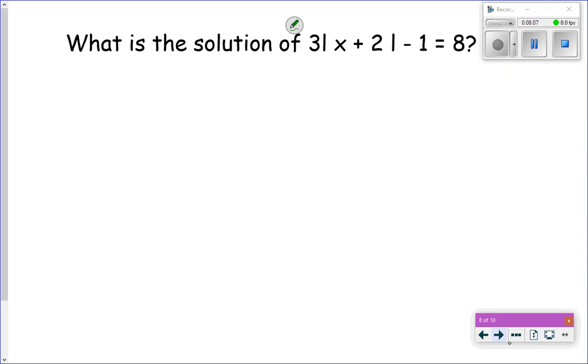Okay, next one. We have 3 times the absolute value of x plus 2 minus 1 equals 8. So, first thing we have to look for is make sure the absolute value bars are by themselves on the left-hand side. This one definitely is not because I've got a 3 outside and I have a minus 1. So I need to move those over in order to be able to solve this. So what I need to do first is get rid of subtraction. So I'm going to add 1 to both sides.